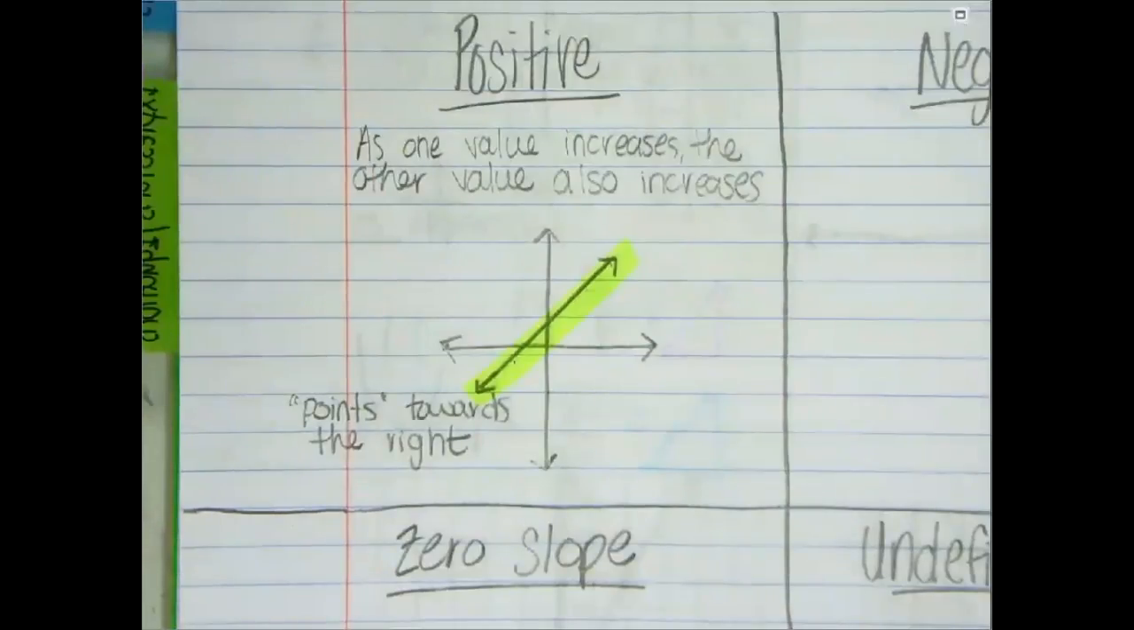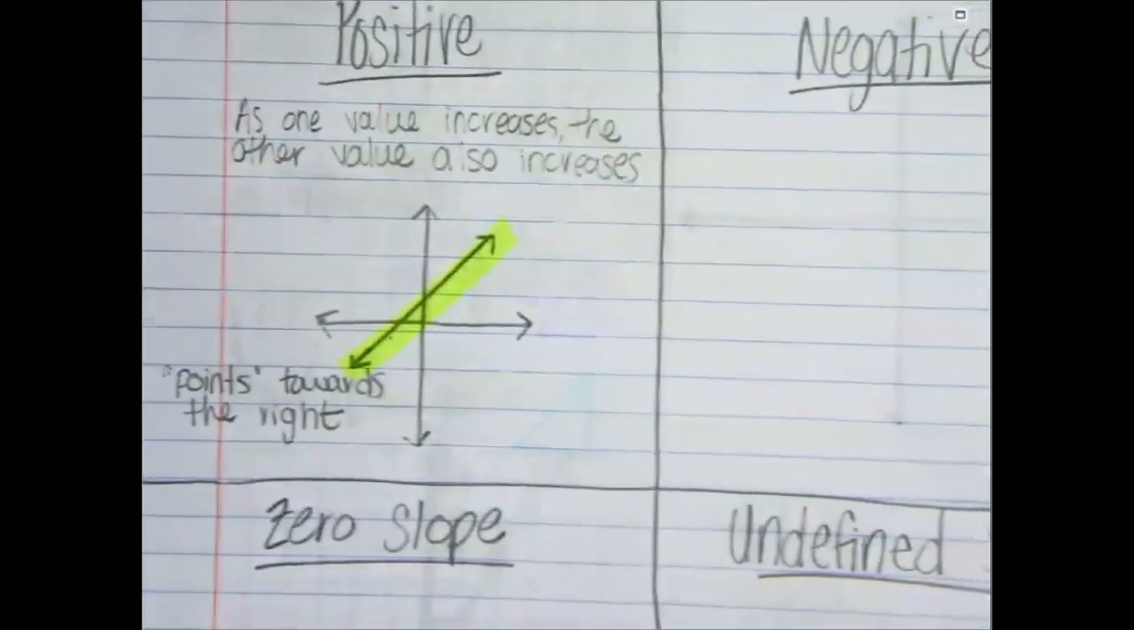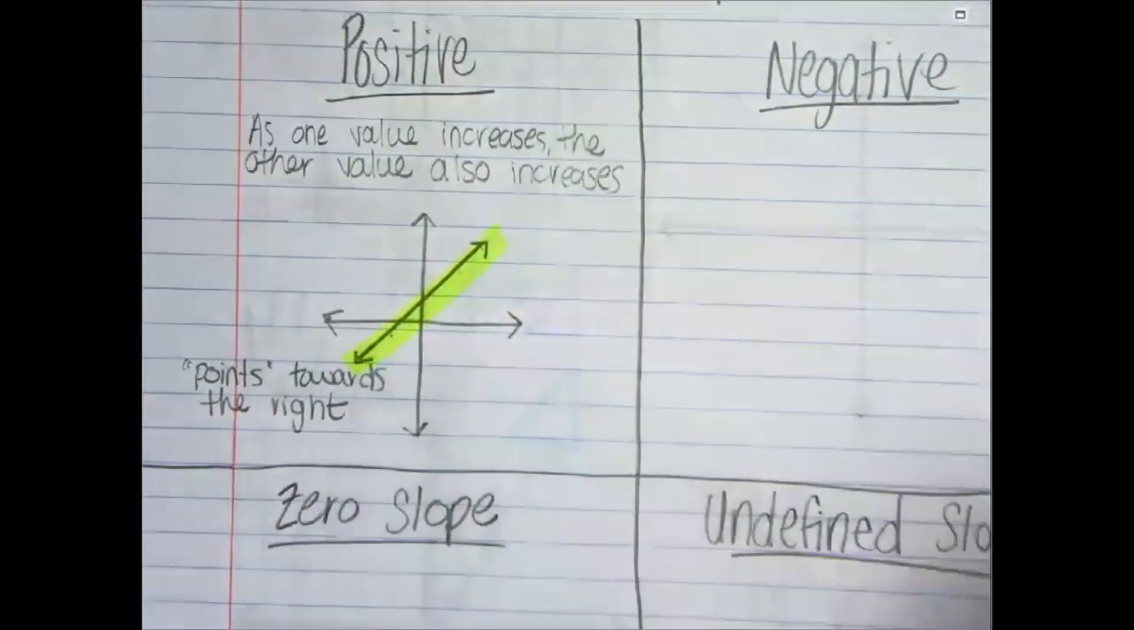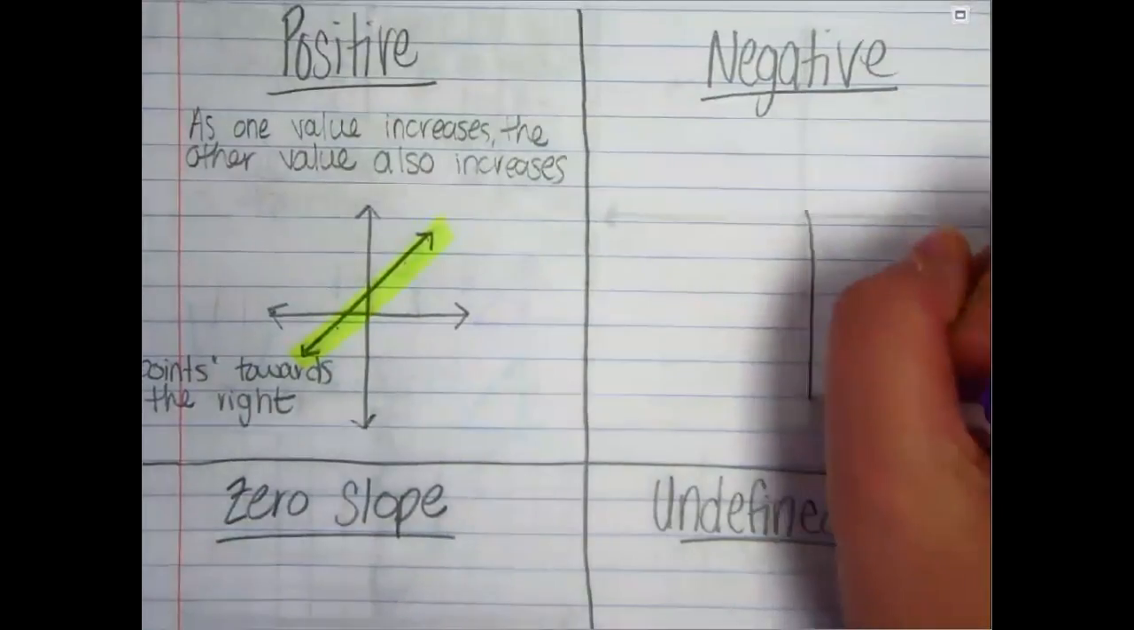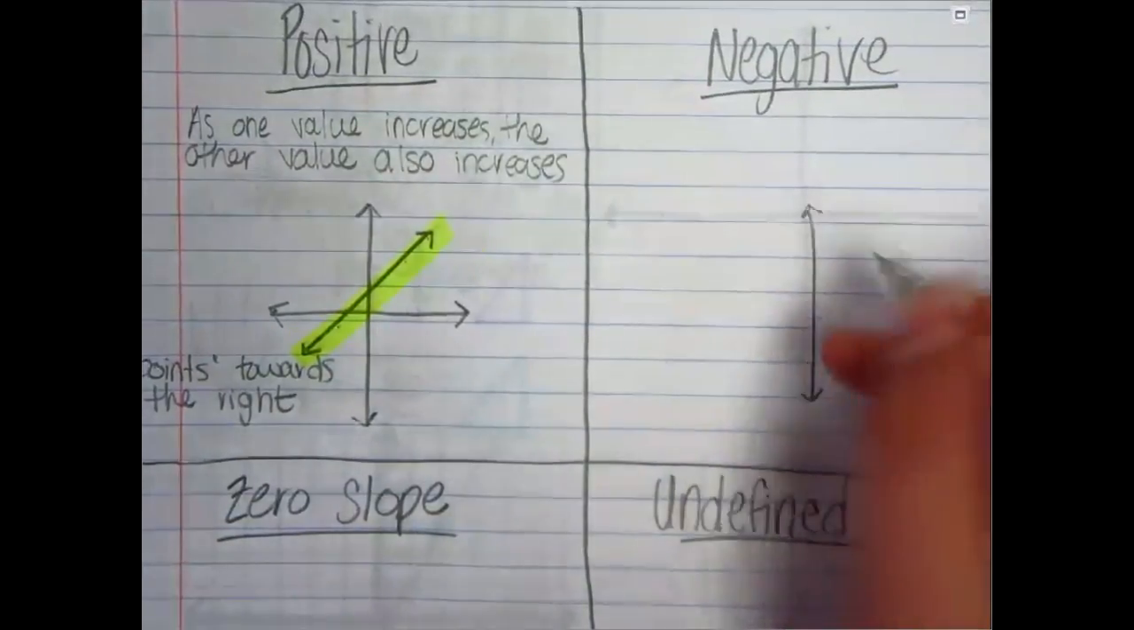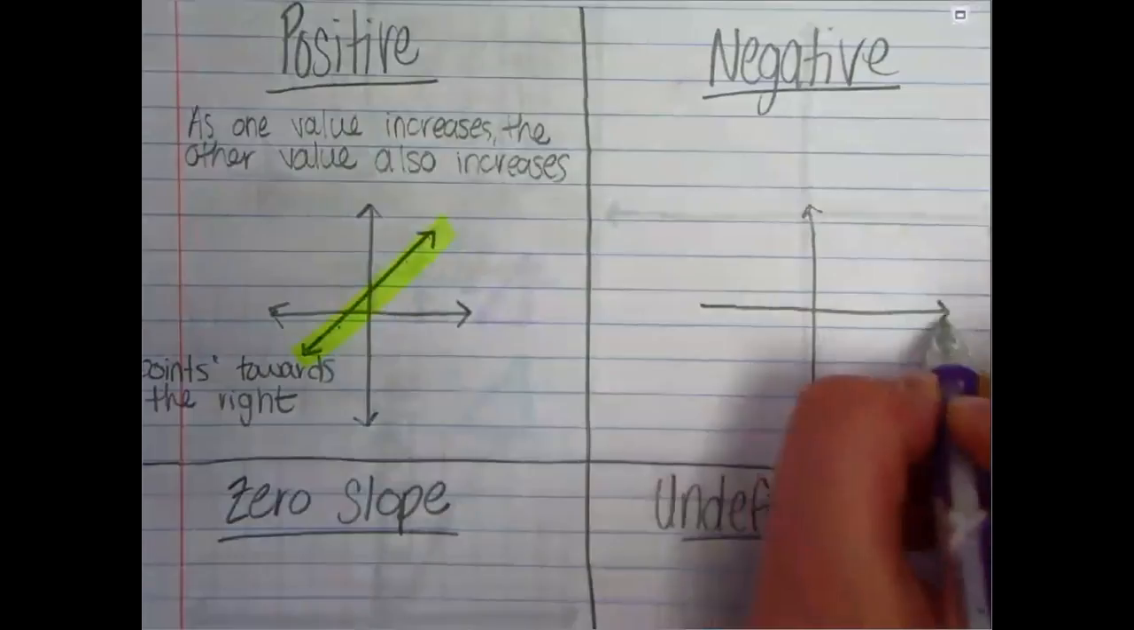Because as something is increasing, so is the other thing, right? As your independent variable increases, your dependent variable increases. If your dependent variable is increasing, your independent variable is increasing. It works the same way. Positive points towards the right. So which direction do you think the negative points? The left. It's going to point towards the left.